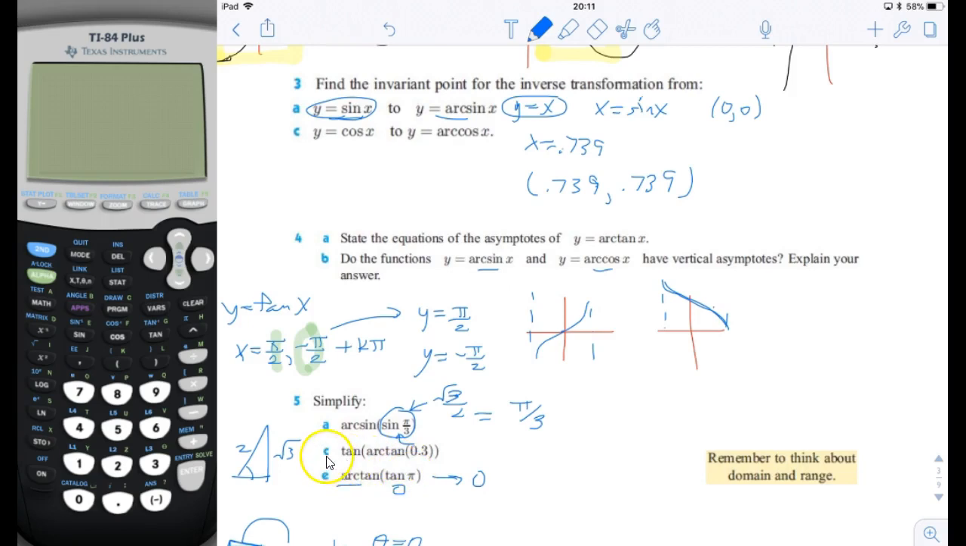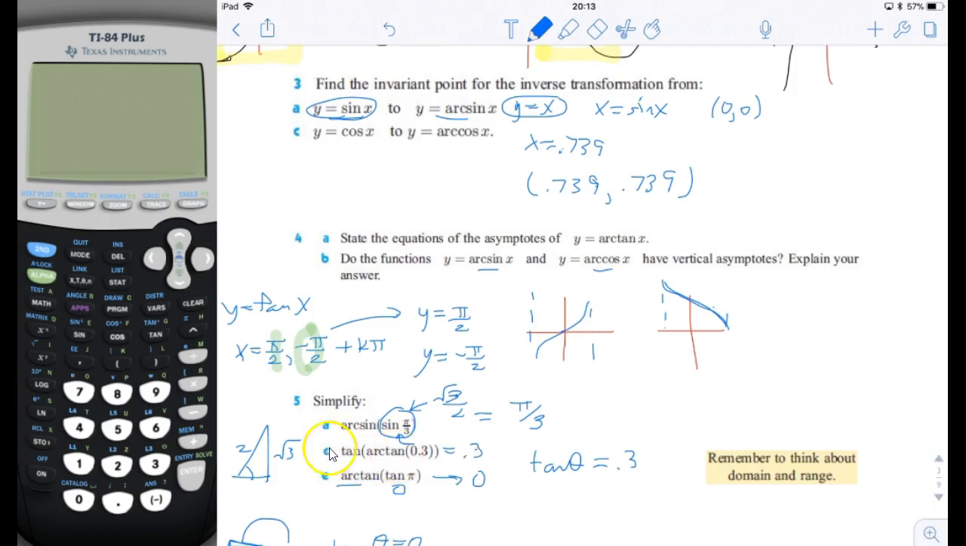Okay. Now for C here, we can see that the input to arctangent is a number that is very close to 0, which is already a good sign, right? So the arctangent of 0.3, let's look at that in the opposite way. We'll say, okay, what angle has a tangent of 0.3? You can see that would be an angle in the first quadrant. And if that's an angle in the first quadrant, then when we take the tangent of the angle, we're going to get 0.3 back again, okay?